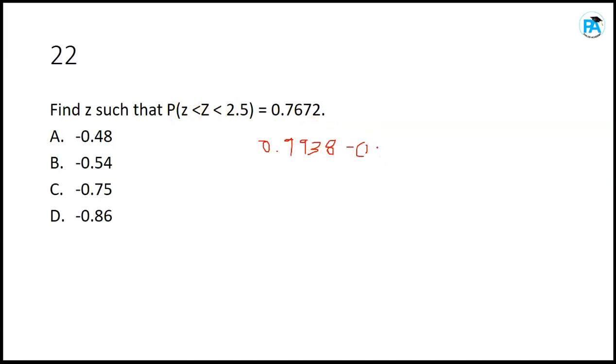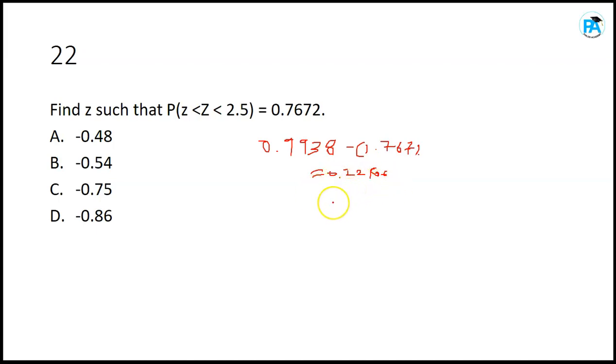Okay, so 0.9938 minus 0.7672. So that gives you what? That gives you I think 0.2266, right? 0.2266.